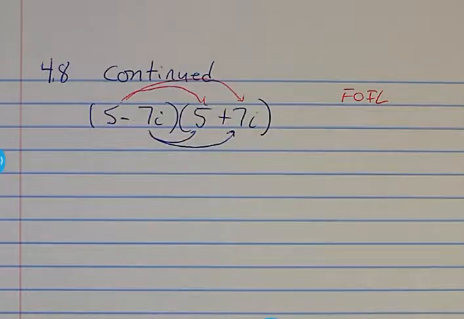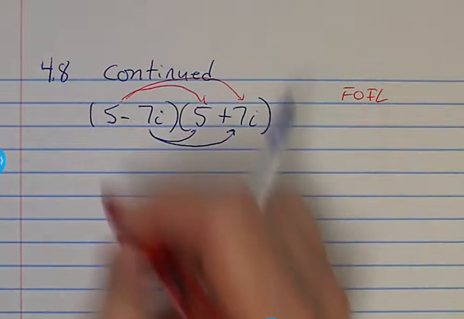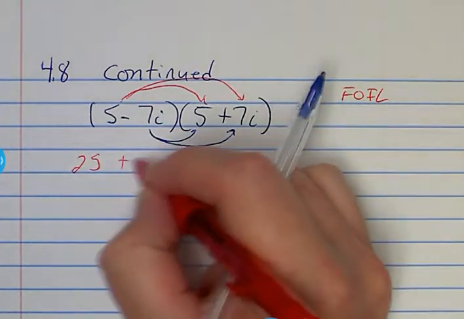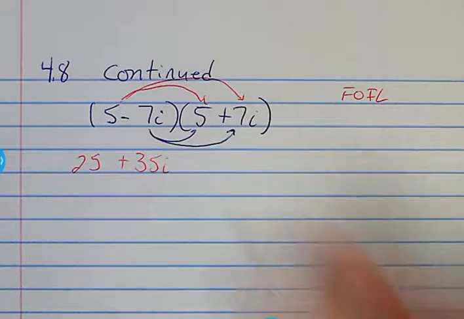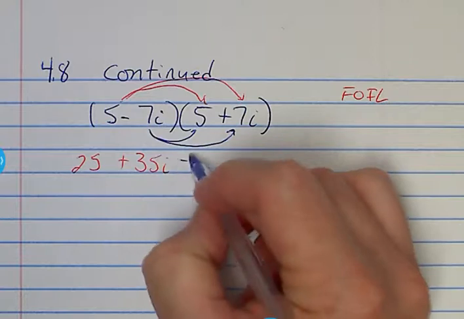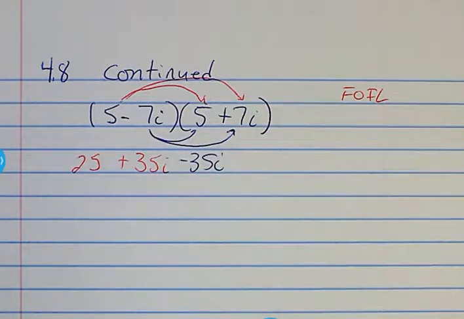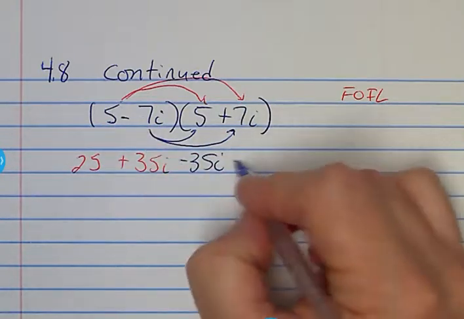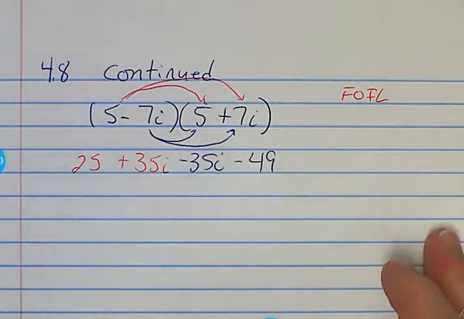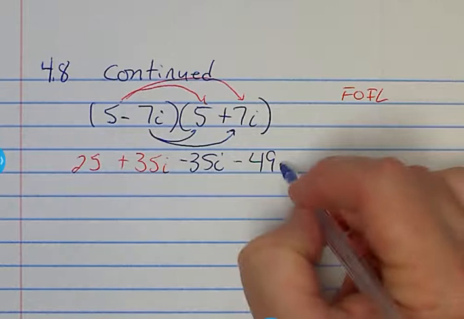So starting off with the top part, we've got 5 times 5 for 25. 5 times 7i would be a 35i. Doing negative 7i times 5 would be a negative 35i. And then negative 7 times 7 was a negative 49. And when you do i times i, that was the one thing you have to be careful of. When you do i times i, that is i squared.